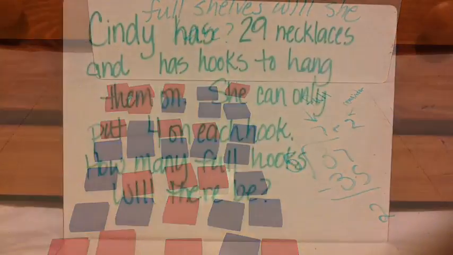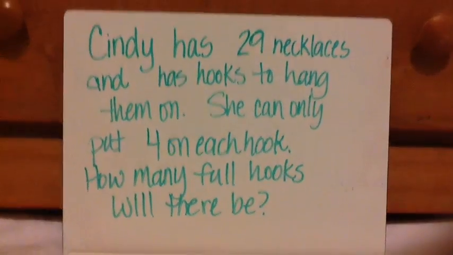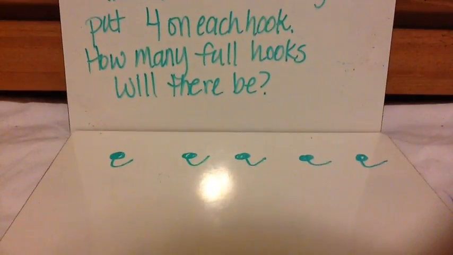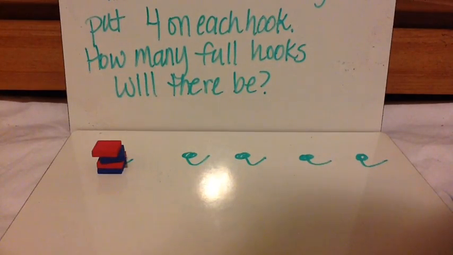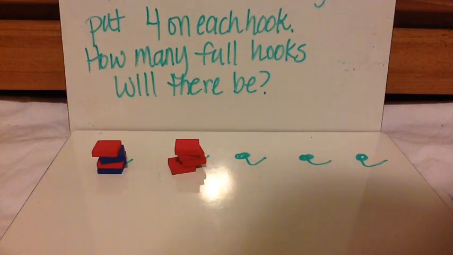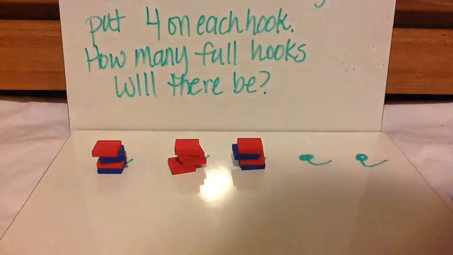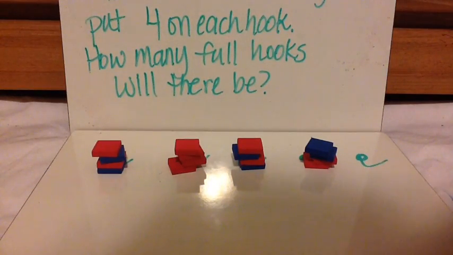Let's look at another question. Cindy has 29 necklaces and has hooks to hang them on. She can only put 4 on each hook. How many full hooks will there be? So I just drew some hooks, and I'm going to put 4 to a hook. So that's 4 necklaces on a hook, so that's 4, 8 total necklaces, 12, 16, 20.